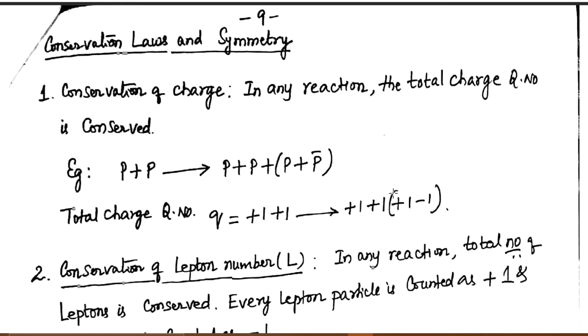Thus, the charge quantum number is conserved in any weak interactions or strong interactions taking place inside the nucleus of an atom.